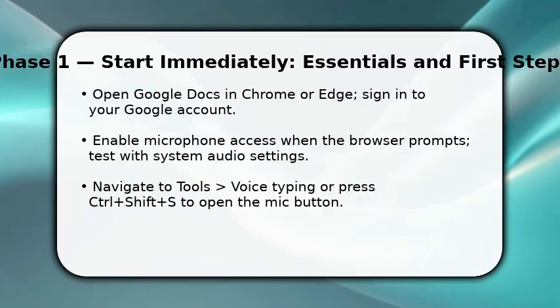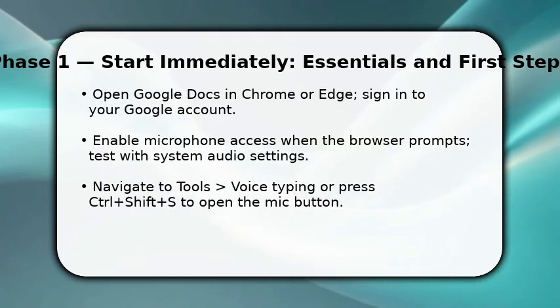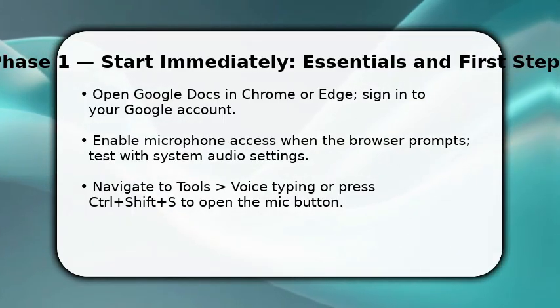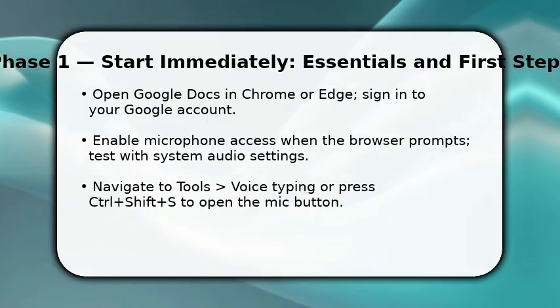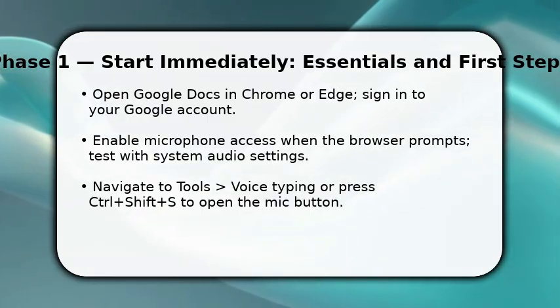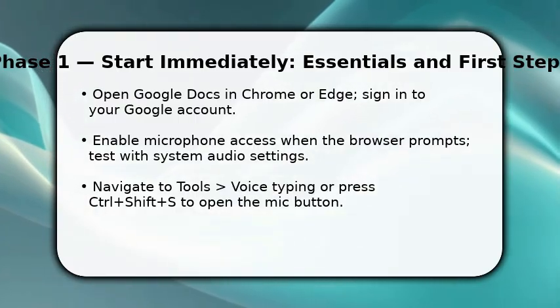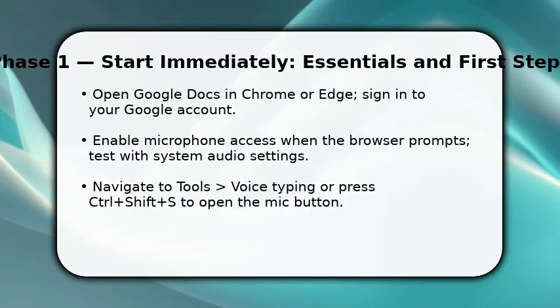You begin by opening Google Docs in a supported browser, because voice typing relies on browser speech APIs. Once done, grant microphone access when prompted. Otherwise, the mic button stays disabled. Make sure your microphone is selected in OS and browser settings, and test audio quickly by recording.